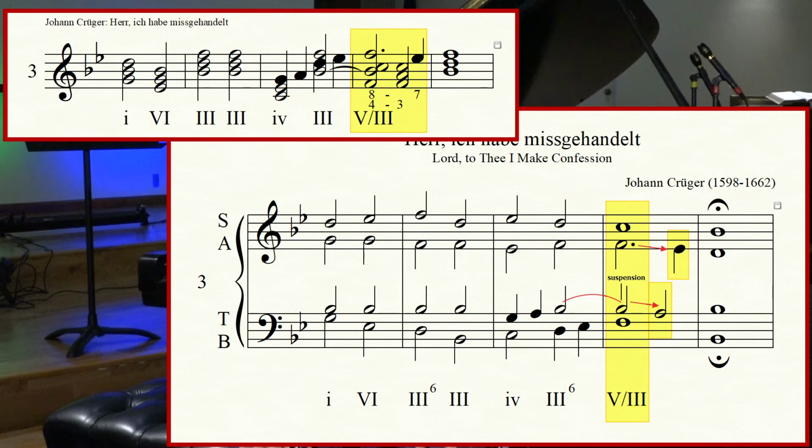The way to do this is with a slash notation. So we have a 5 of 3 going to 3 in here, 3 being B flat major. So we have a 5 of the B flat major, that F major chord, F A C, resolving to B flat D F.